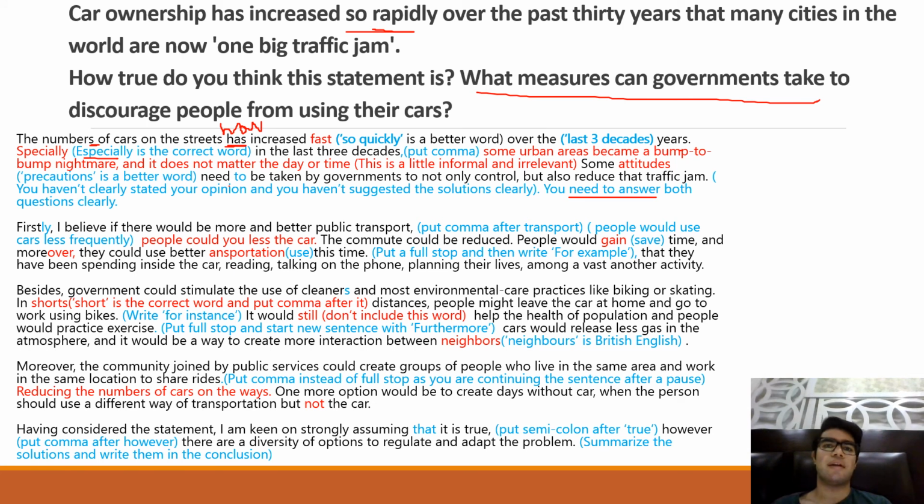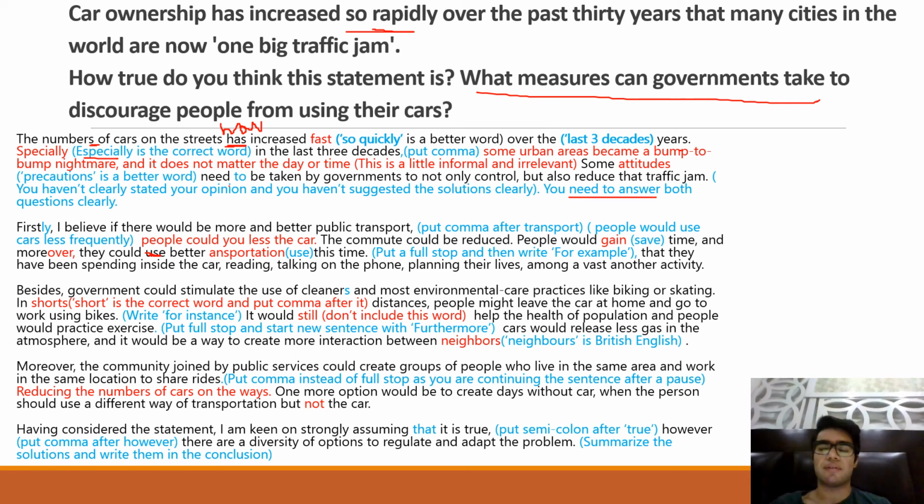You should include a variety of long and short sentences. Then you said "people would gain time and more, they could use better transportation this time". You shouldn't say "people would gain", you should say "people would save time". And instead of saying "more", you should say "moreover, they could better use this time". So remove "use", you don't need it. You could say "they could better use this time" instead of saying this word. I think you meant "transportation", but this is the wrong word to use here. And then put a full stop and write "for example".